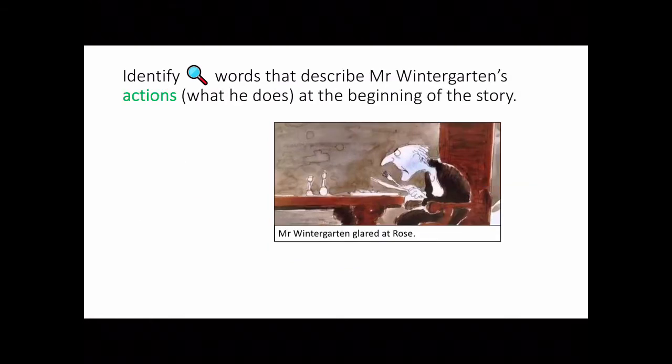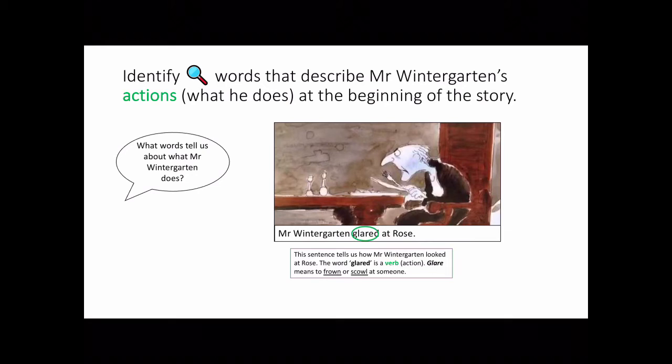Identify words that describe Mr. Wintergarten's actions, what he does at the beginning of the story. This sentence says, Mr. Wintergarten glared at Rose. What words tell us about what Mr. Wintergarten does? Glared.